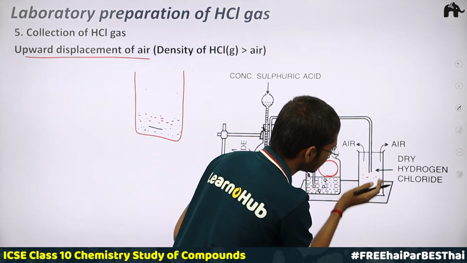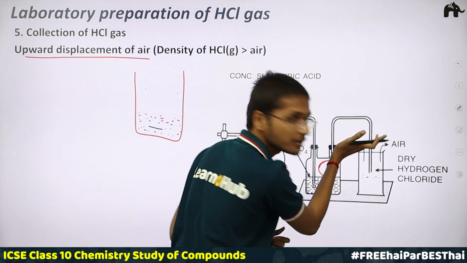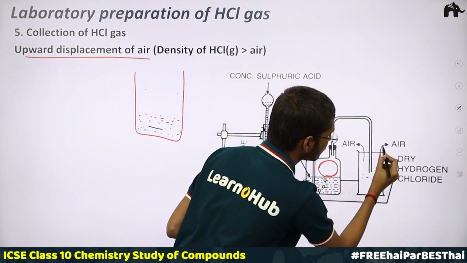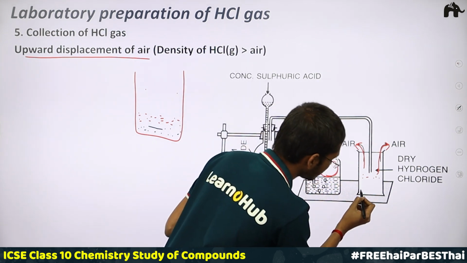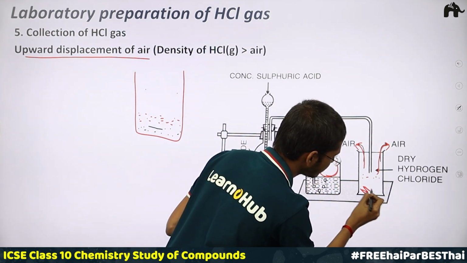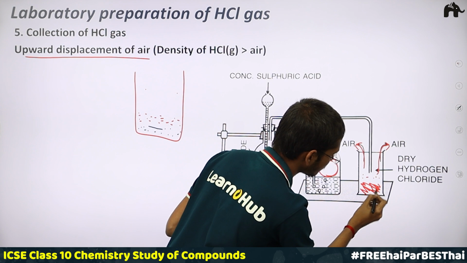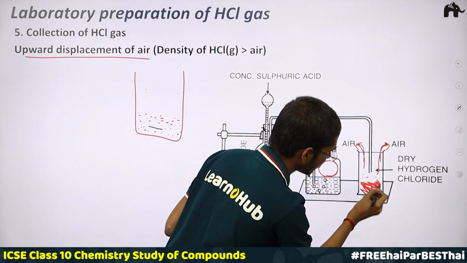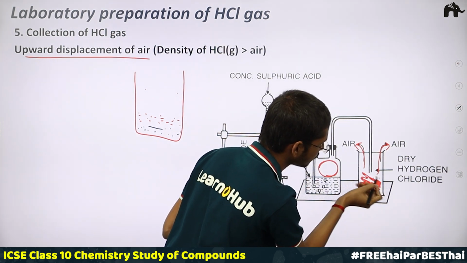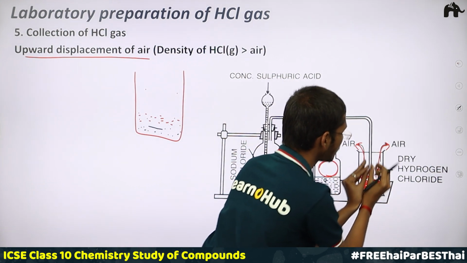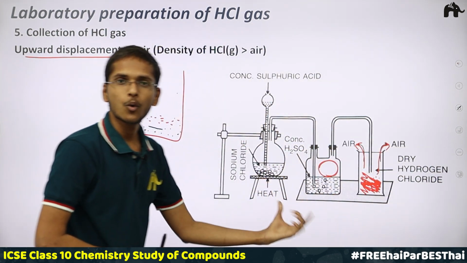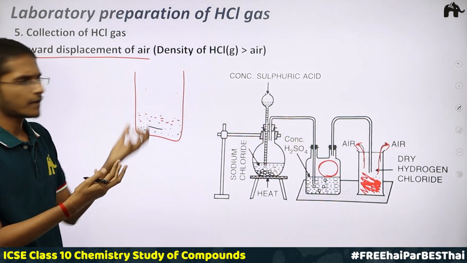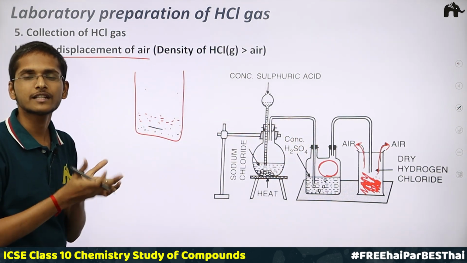Now when the amount of HCl gas keeps increasing, what would happen? This air would shift up and up and up, and then it would be pushed out of this jar, because now at the bottom there is HCl gas which is getting deposited or settling down. Once the amount is increasing, it would push the air up, and this upward displacement of air is used for collection of our HCl gas. Simply, what I have told you is HCl gas is heavier than air.